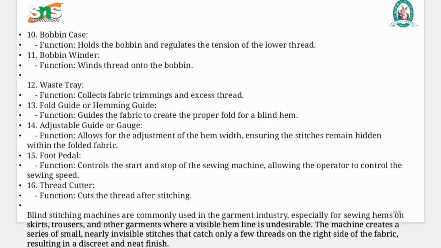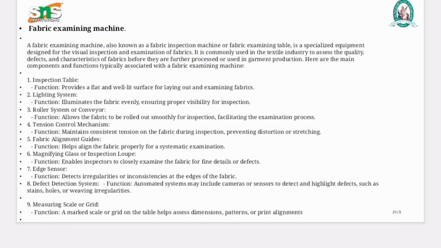Fold guide or hemming guide guides the fabric to create the proper fold for a blind hem. Adjustable guide or gauge allows the adjustment of the hem width, ensuring the stitches remain hidden within the folded fabric. Foot pedal controls the start and stop of the sewing machine, allowing the operator to control the sewing speed. Thread cutter cuts the thread after stitching.